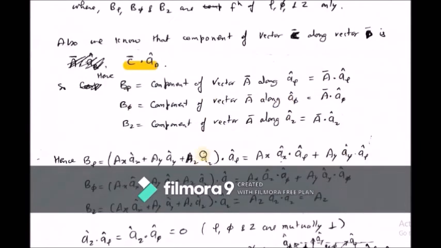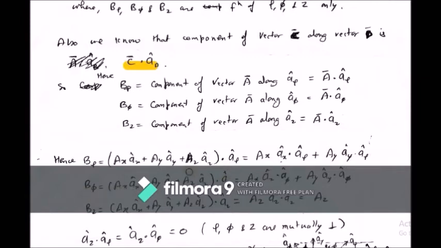So how to calculate this? See, vector a is ax plus ay plus az. So b rho is this vector dot a rho, and it will give you ax times ax dot a rho plus ay times ay dot a rho plus az times az dot a rho. But you know that rho and z are mutually perpendicular, or orthogonal, so az dot a rho will be 0, so I have not used that term here.